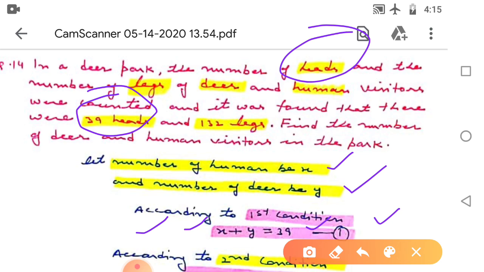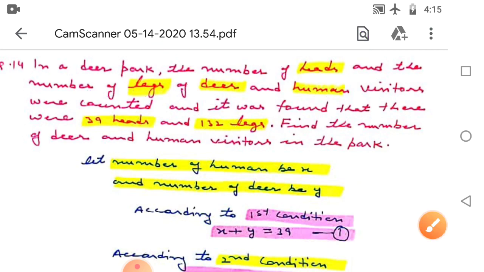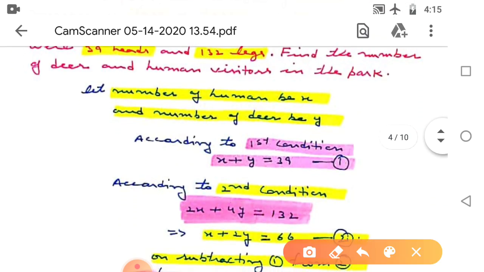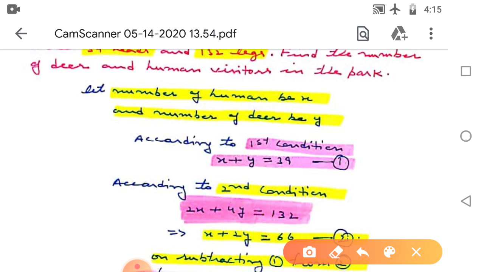Now according to the second condition, legs are 132. As far as legs are concerned, a deer has 4 and a human has 2, and the total is 132. So the equation number 2 is 2x plus 4y is equal to 132.